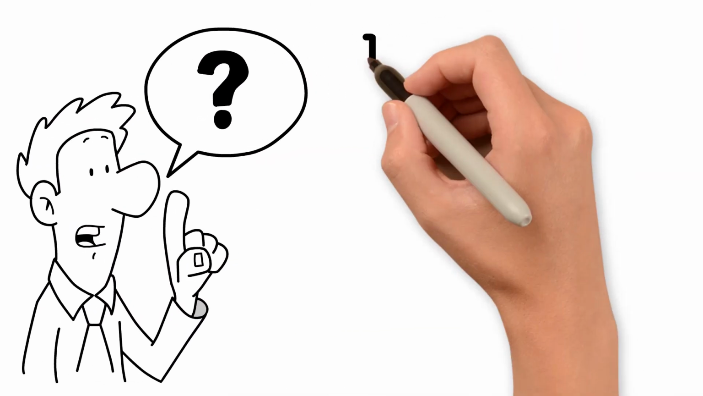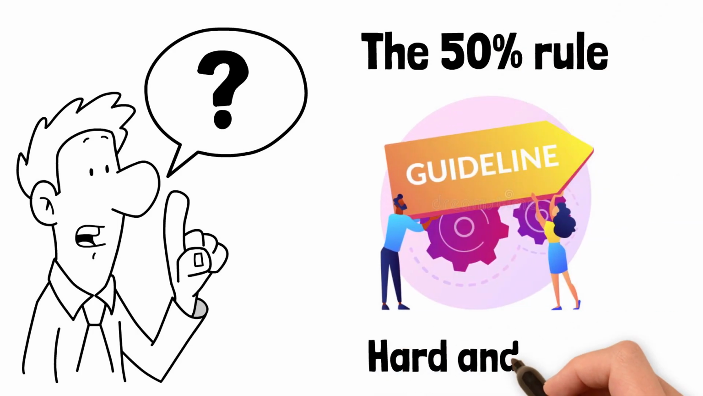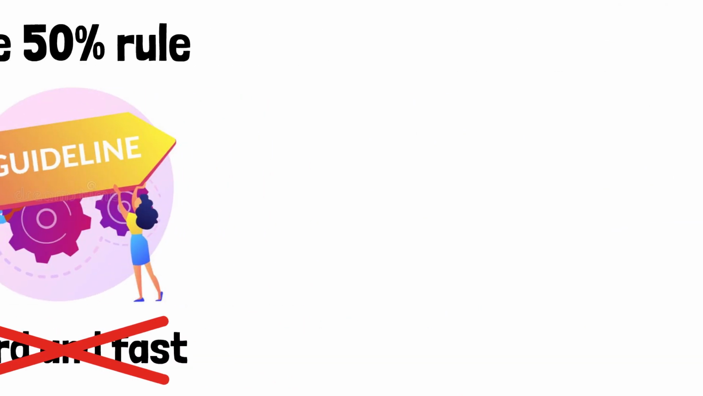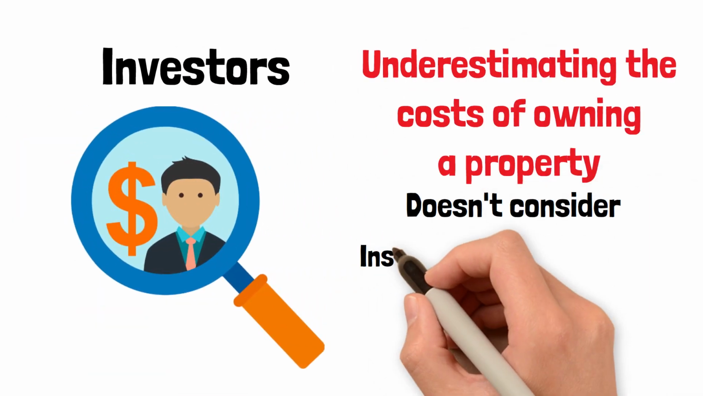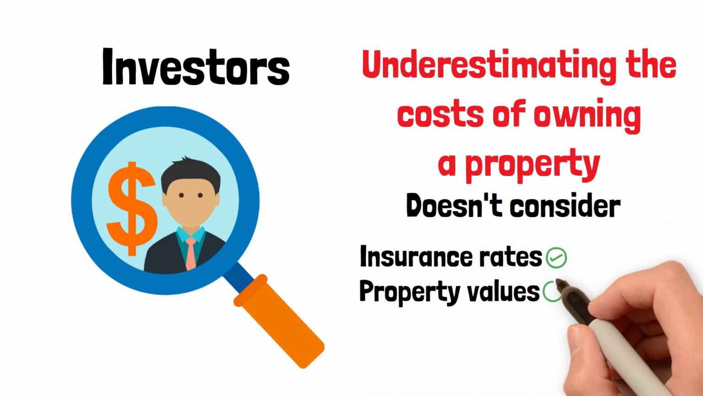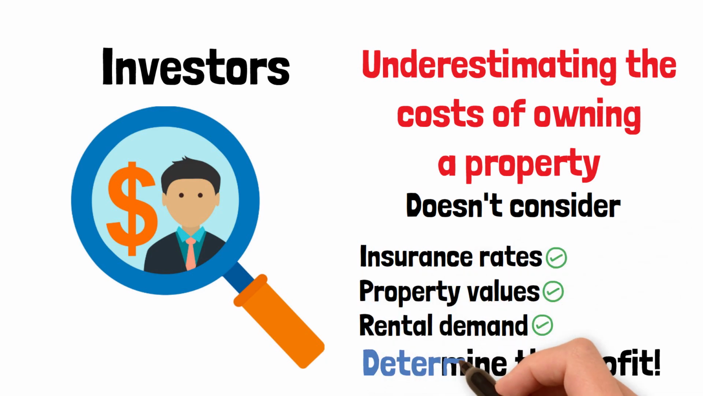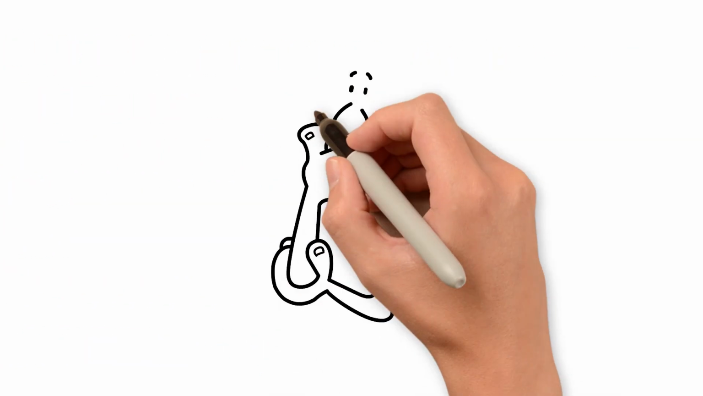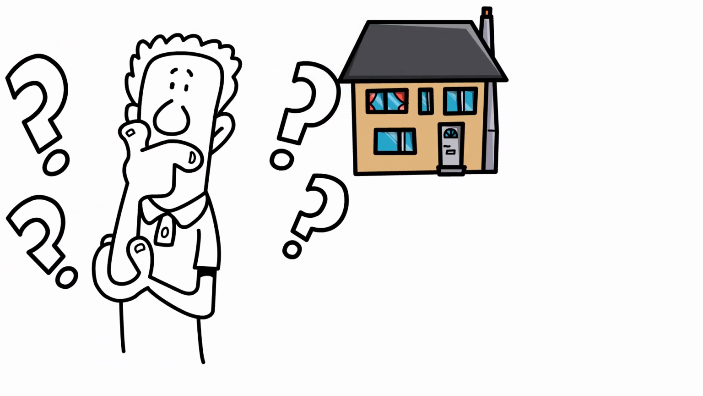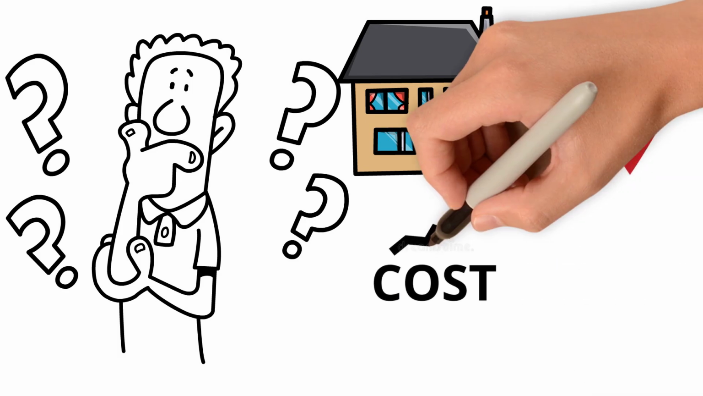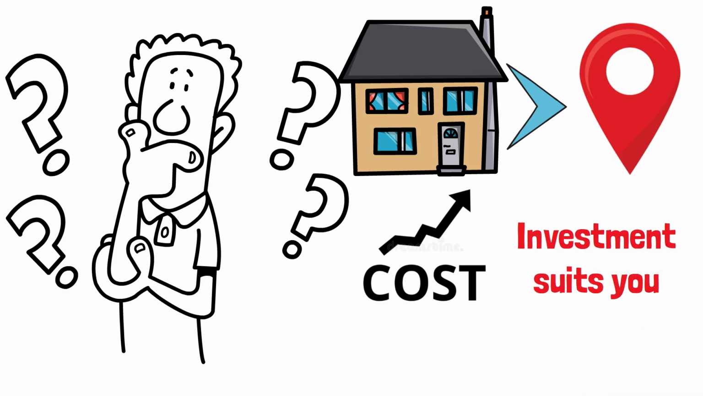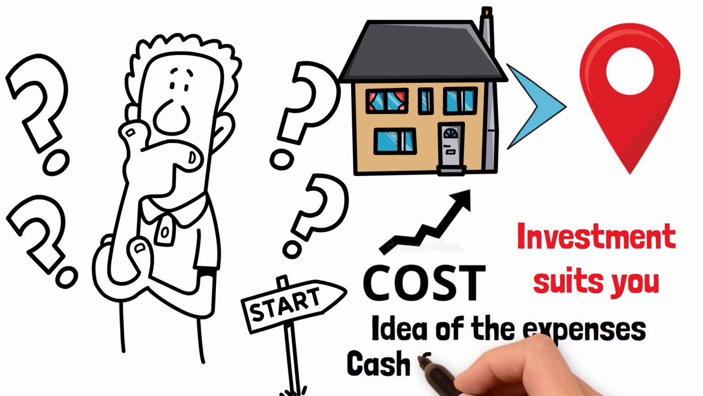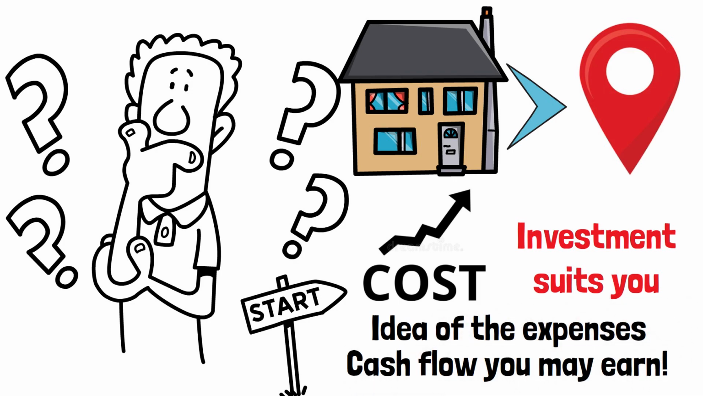We would like to remind you that the 50% rule is only a guideline and should not be considered hard and fast. The rule is meant to keep investors from underestimating the cost of owning a property. Still, it doesn't consider changes in insurance rates, property values, or rental demand. All these things add up and determine the profit. So what should you do? Well, researching the area where the property is located will give you a better idea of the costs you may pay and will allow you to make an informed decision about whether the investment suits you. While the 50% rule is only a starting point, it can give you an idea of the expenses you may incur and the cash flow you may earn.